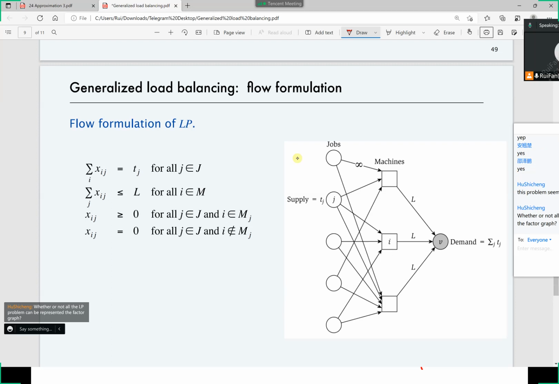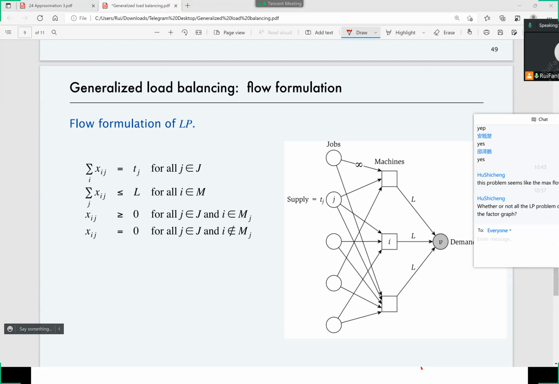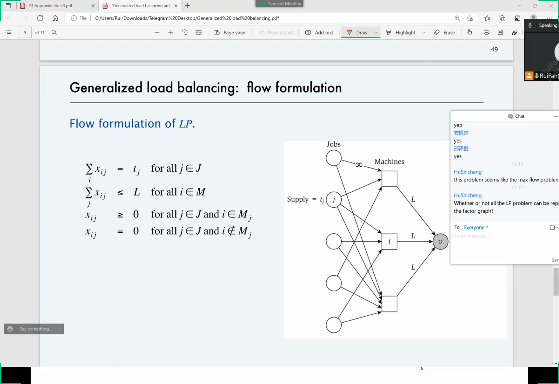So are you asking whether you can convert all LPs to flows? No, you cannot convert all LPs to flows. I'm not sure what you mean by factor graph, but in general you cannot convert all LPs to flows, because LP is a more general formulation than flows. But it turns out that this problem has a special structure, so that you can convert the LP formulation for this problem into a flow formulation, which is equivalent.